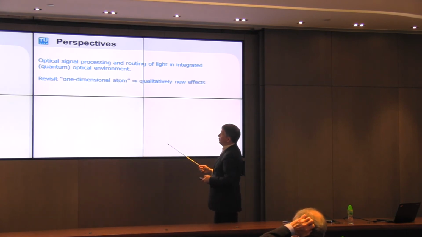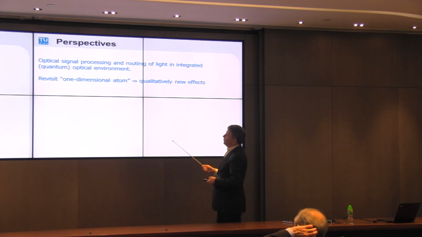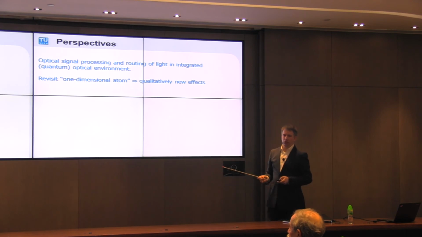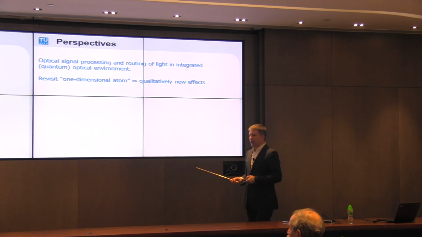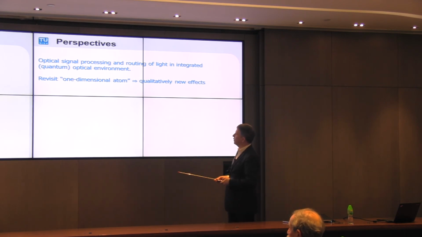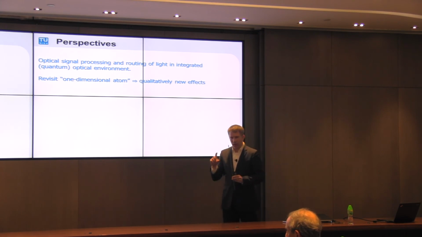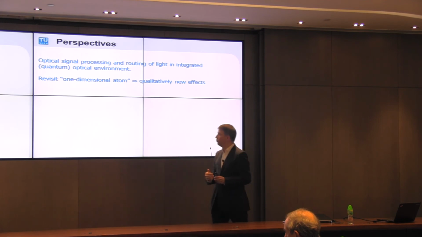One other thing I would like to stress is that all this shows us that we might want to revisit the so-called one-dimensional atom model. The one-dimensional atom model is a term that was coined by Jeff Kimble, as far as I know, which refers to the simplest possible model of light-matter interaction, a single two-level emitter coupled to one propagating field mode, which either propagates backwards or forwards.